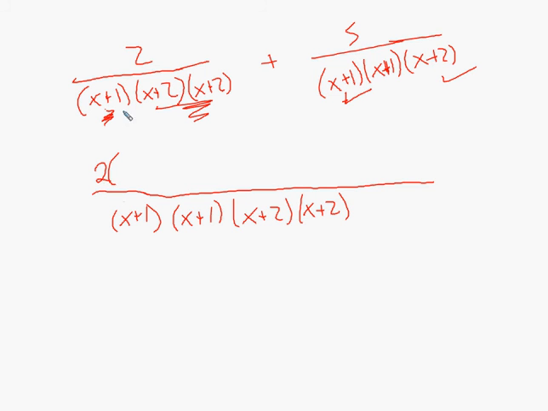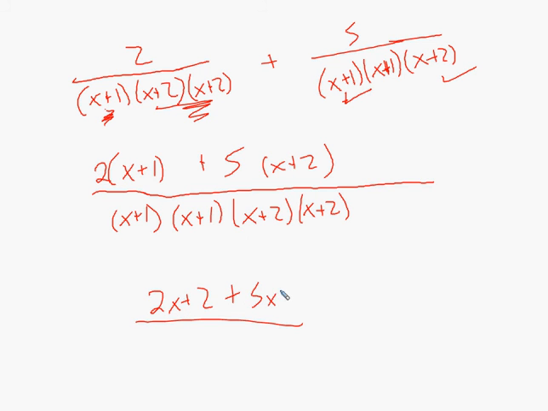So now what do I need to multiply the 2 by? This denominator was missing one of the x plus 1s, and this denominator was missing one of the x plus 2s. Actually, we might as well just finish it. So 2x plus 2 distributed, plus 5x plus 10, all of that over, 7x plus 12, all over x plus 1 squared times x plus 2 squared.